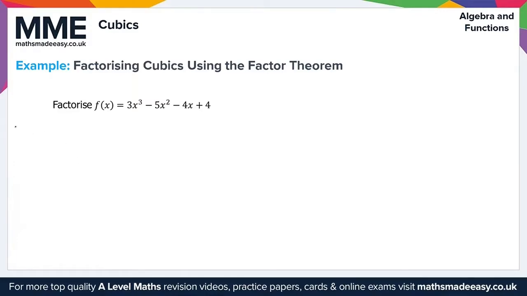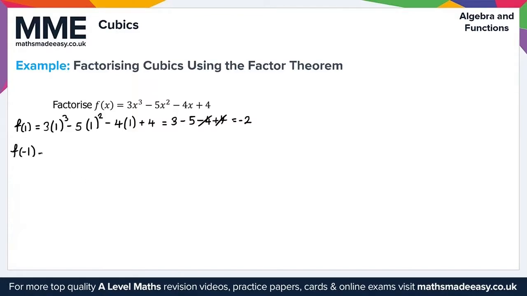So if we try f of 1 first, well, that's simply going to be 3 lots of 1 cubed minus 5 lots of 1 squared, minus 4 lots of 1, and finally plus 4 there. If we simplify this, I'm going to get 3 minus 5 minus 4 and then plus 4. So the minus 4 and the plus 4 cancel, 3 minus 5 would give us minus 2 there. So 1 doesn't work here, so we try another value, let's say f of minus 1.